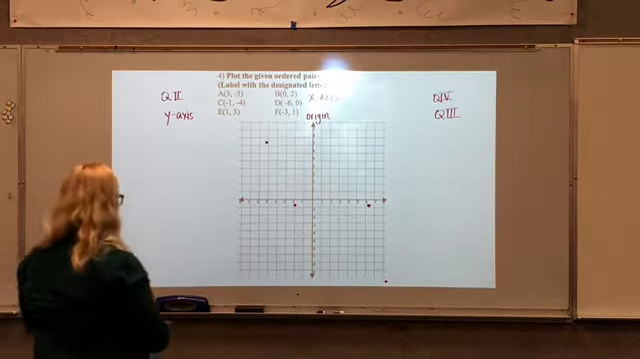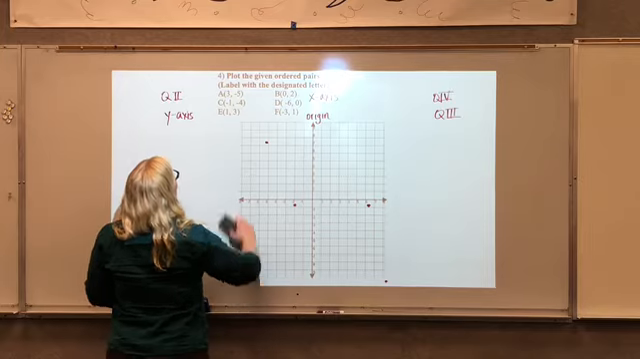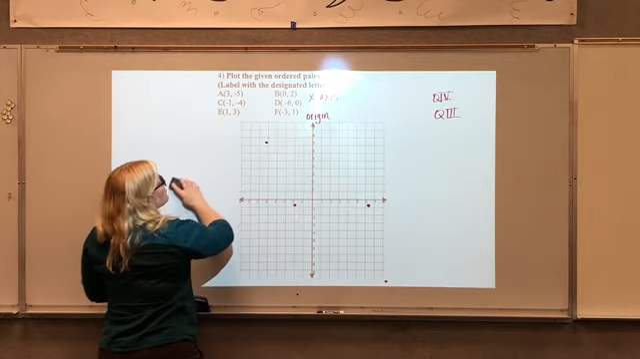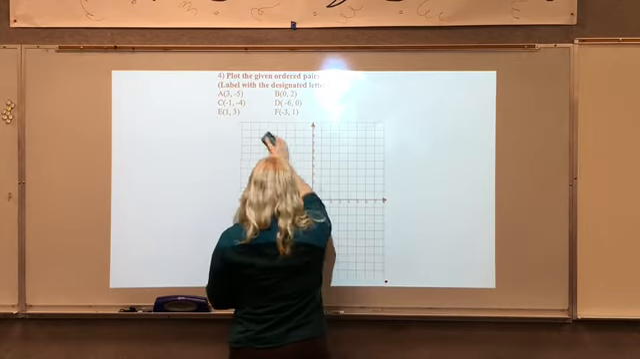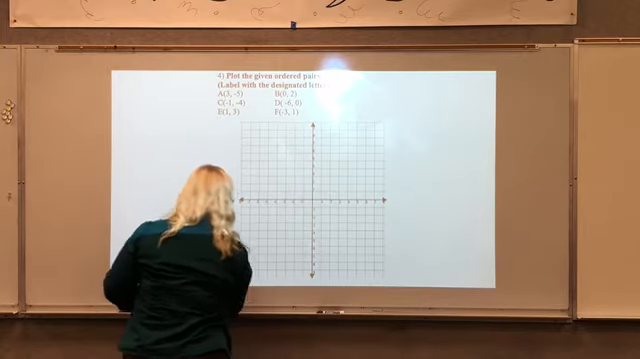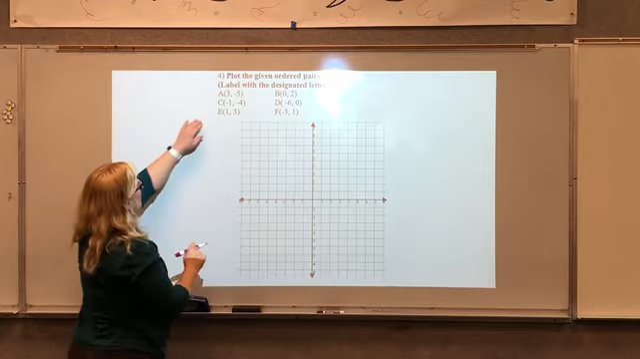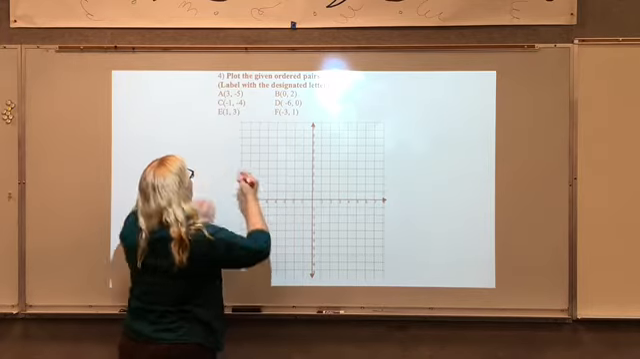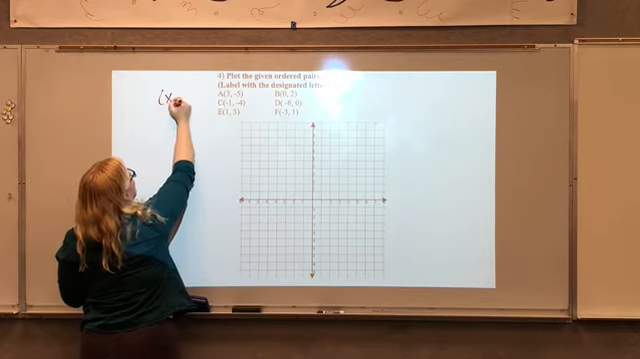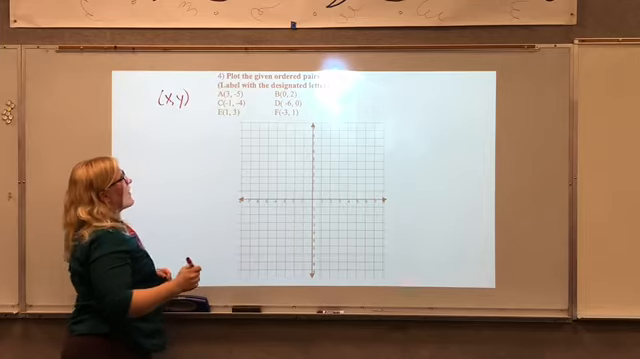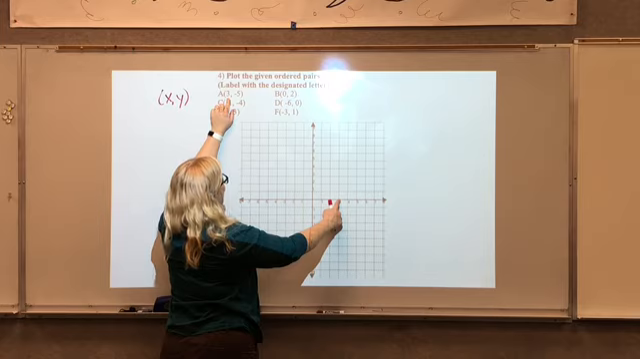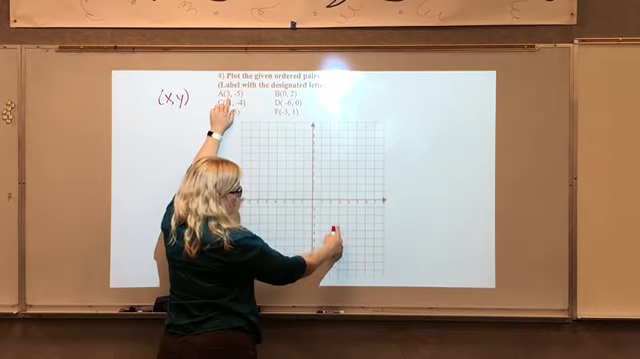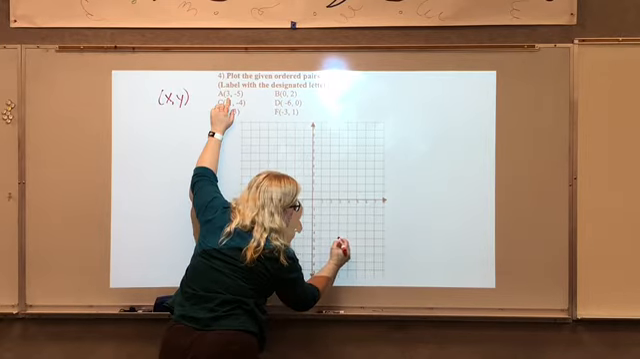Okay, so this one says plot the given ordered pairs and label them with the right letters that they give you. Okay. So A is 3, -5. And remember, we find the x value first, and then we find the y. So we've got 3, 1, 2, 3, and then -5. 1, 2, 3, 4, 5. So here's point A.